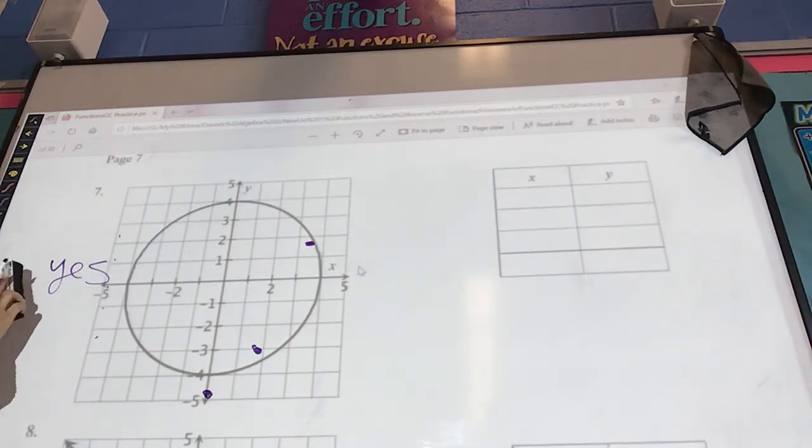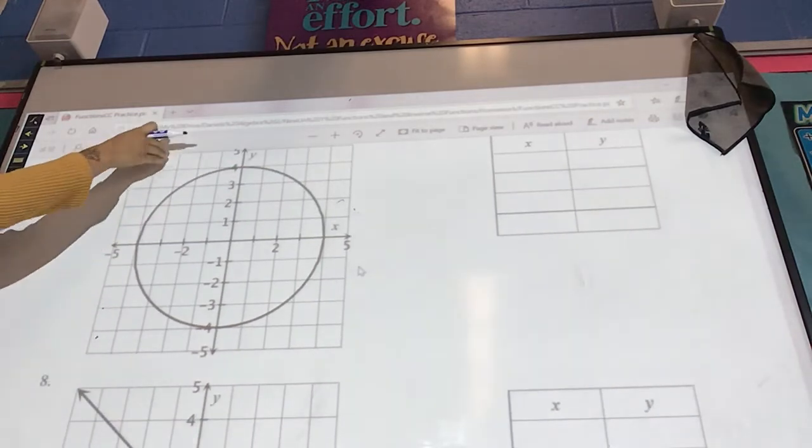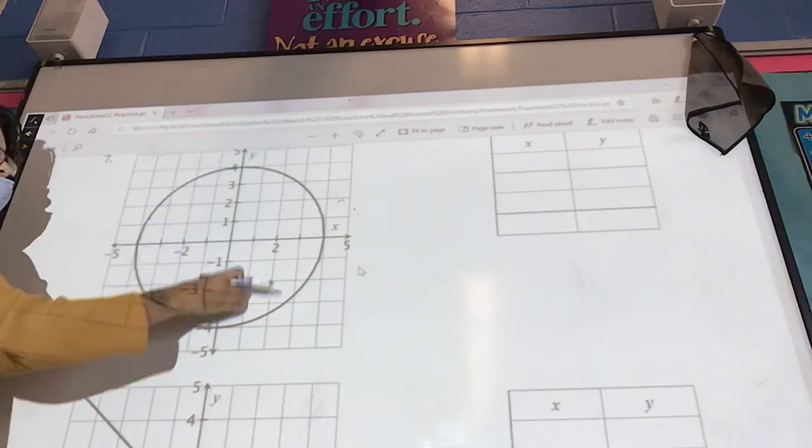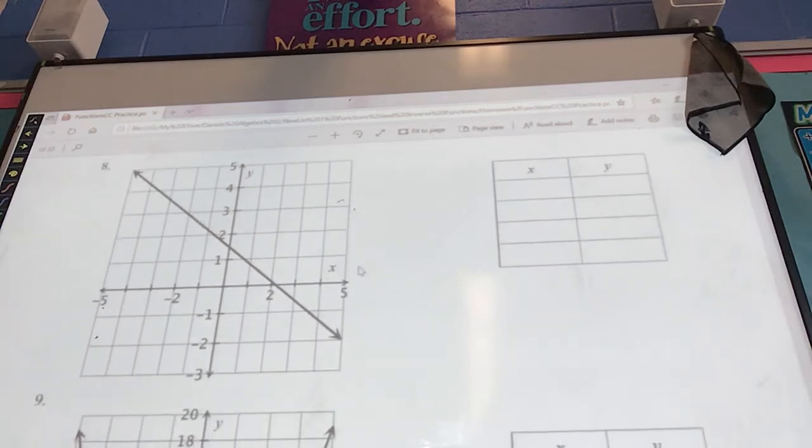Seven. Is this a function? No. Nope. If I did vertical lines, multiple of them are going to hit multiple points. Not a function. Okay? Linear functions. They're called linear functions because they're functions. Okay? All straight lines are going to give you a function.